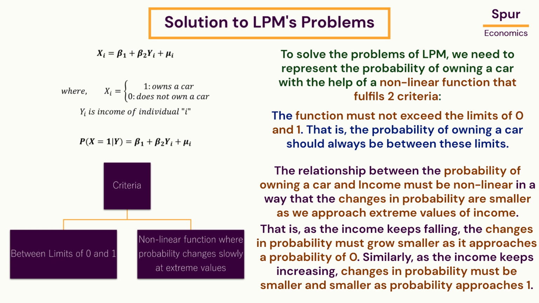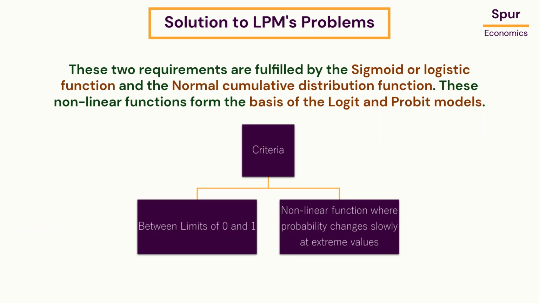The relationship between the probability of owning a car and income must be nonlinear in a way that the changes in probability are smaller as we approach extreme values of income. That is, as the income keeps falling, the changes in probability must grow smaller as it approaches a probability of 0. Similarly, as the income keeps increasing, changes in probability must be smaller and smaller as probability approaches 1. These two requirements are fulfilled by the sigmoid or logistic function and the normal cumulative distribution function. These nonlinear functions form the basis of the Logit and Probit models.